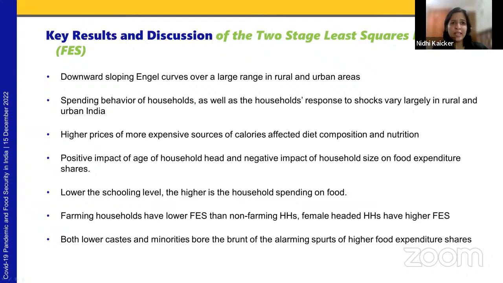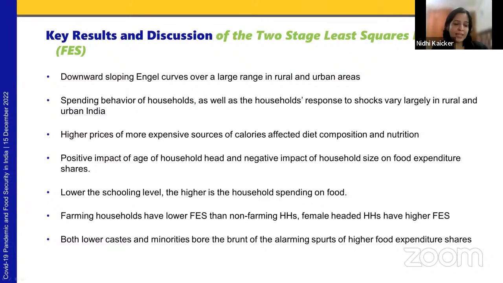Now, this difference in spending behavior of households, as well as households' response to shocks, vary largely in rural and urban areas. For example, while urban households depend on purchased food, rural households may depend on relatively cheaper farm food. And this may well explain in part the different shapes of food Engel curves in both the sectors, apart from the differences in consumer food preferences.